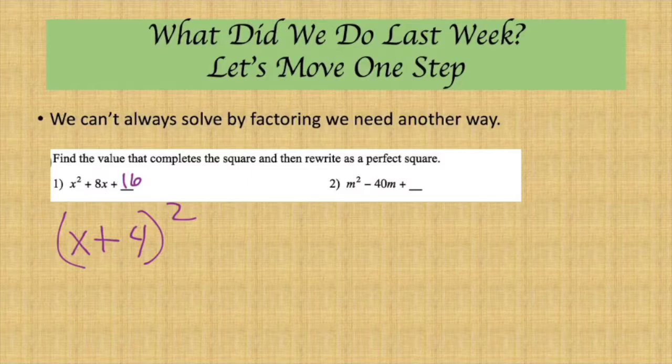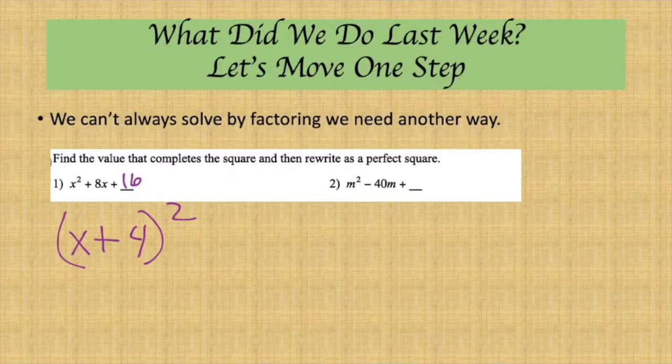They want you to fill in the blanks so that you make a perfect square trinomial. That's what the first thing says. Find the value that completes the square, and here's the and write it as a perfect square. They want the 16 and this perfect square. So let's do number 2.